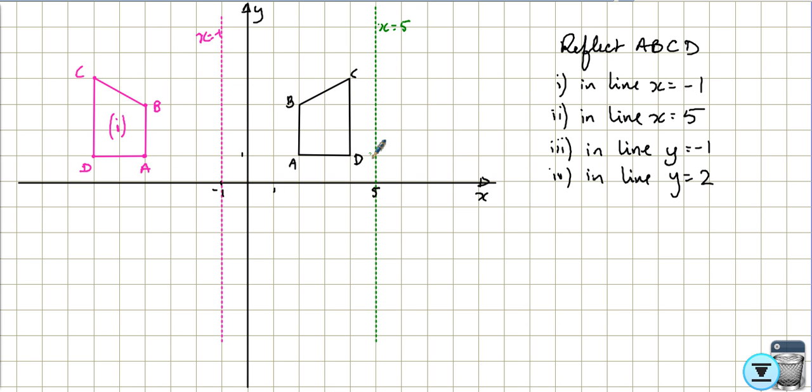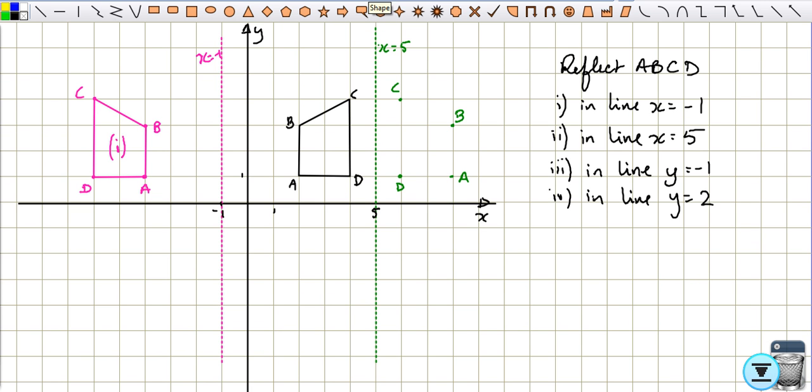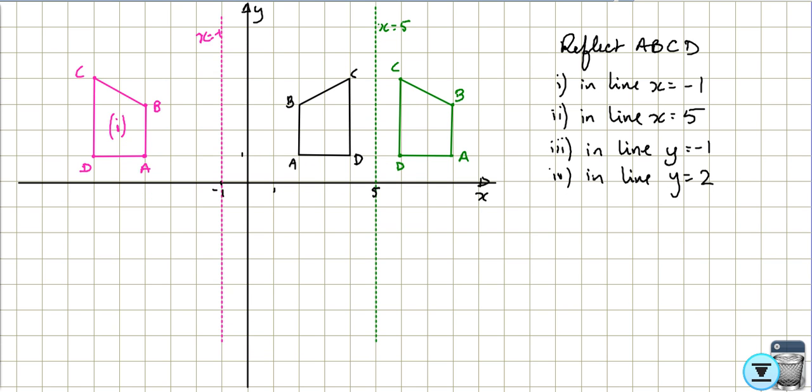I'm going to say that D is 1 unit away, so D is going to be 1 unit on the other side, and so on and so forth. The same for C. B is 3 units away, so it's 3 units on the other side. And still A, same thing, 3 units on the other side, so that's A, B, C, D. I'm counting just squares, and that's what you need to do. Count squares to form the shape, and that is shape A, B, C, D. That is the reflection of the shape in number 2, the line x equals 5.